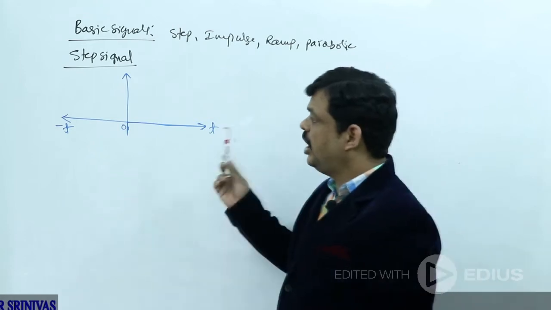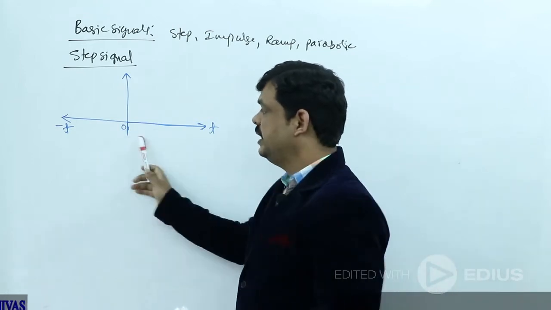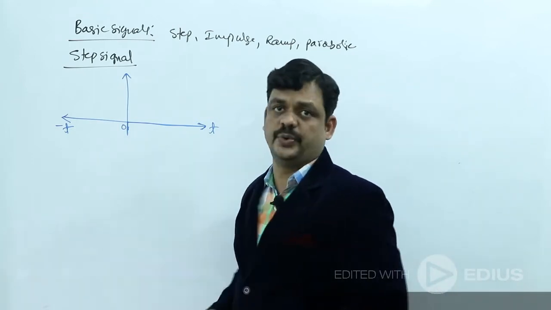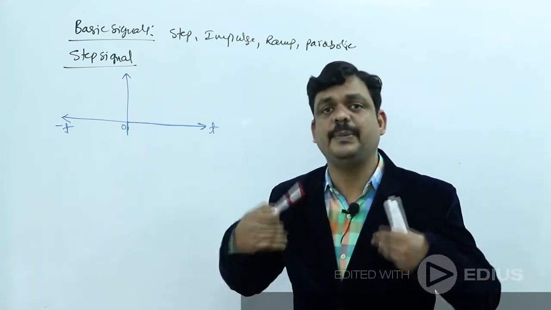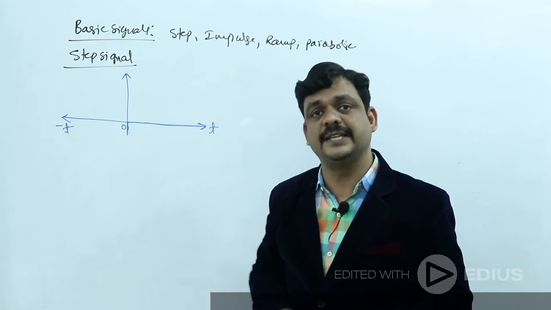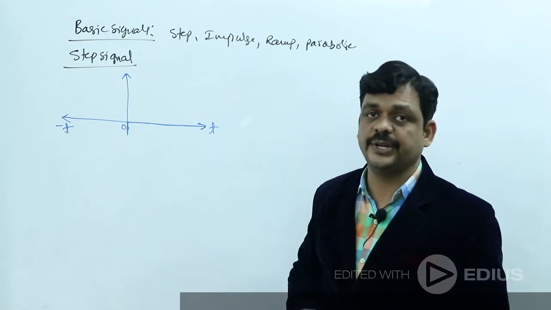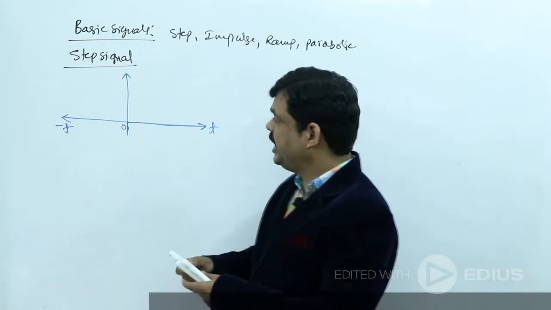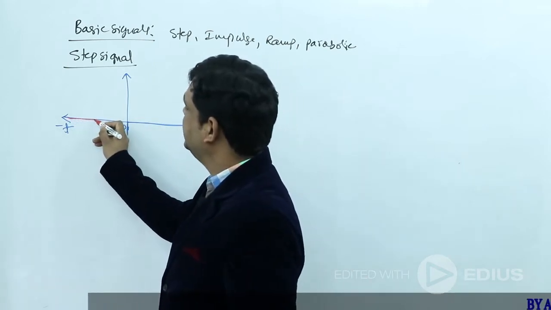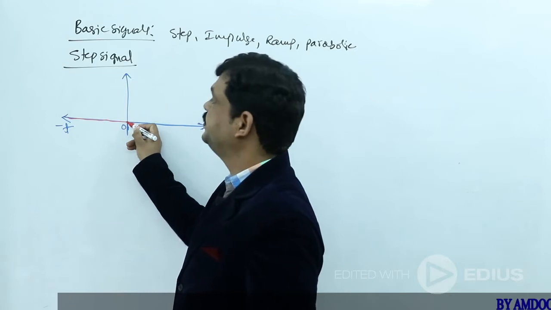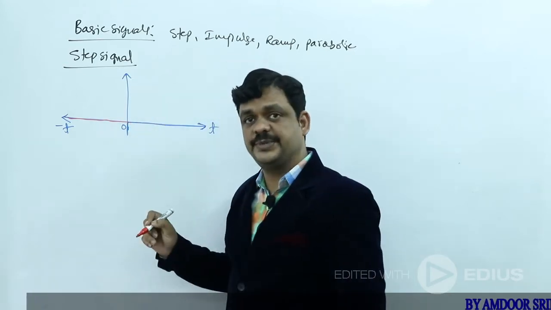That means all the basic signals are defined on this side, t greater than 0. For t less than 0, these signals are not defined. If any application requires negative time axis signals, later we have to apply operations on the signals. Now I'm drawing the signal here. On the negative time axis side the signal is not defined, that means the signal amplitude is 0. So this explains the step signal.